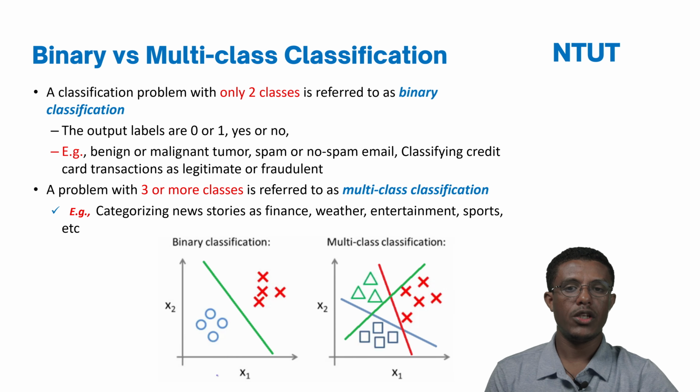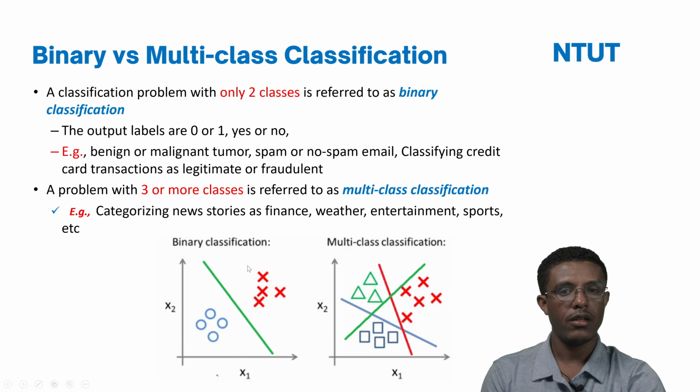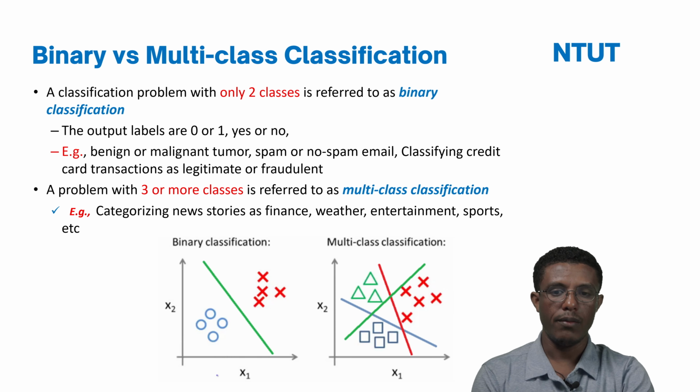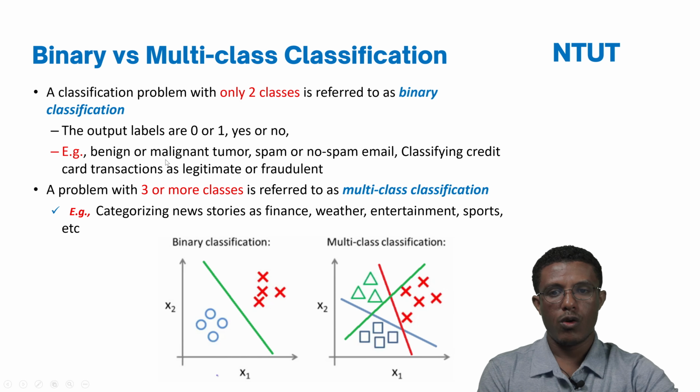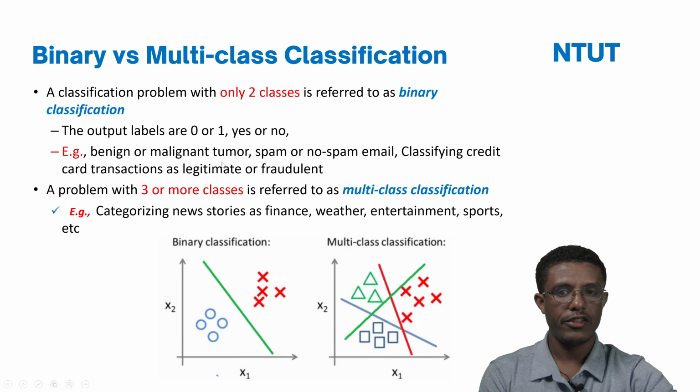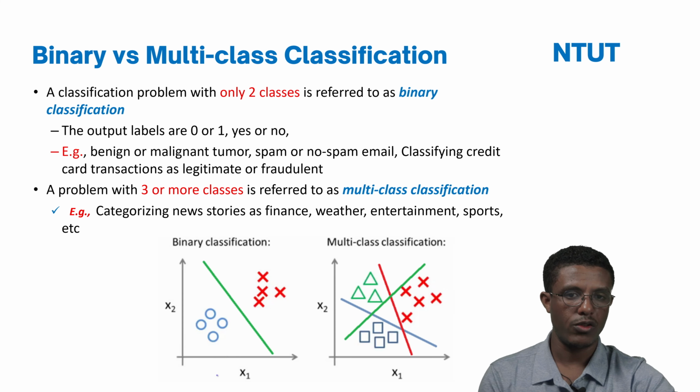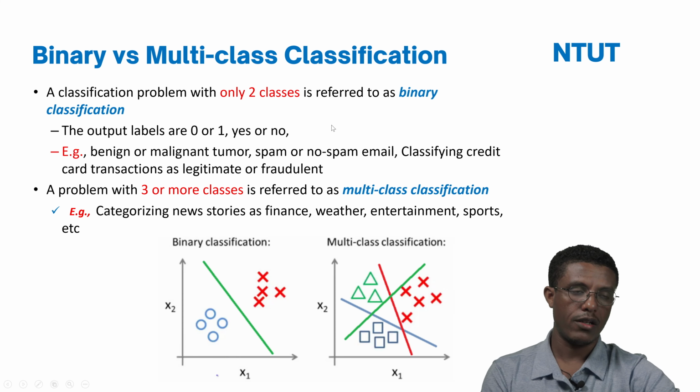So in our data, if the class is either 0 or 1, or either yes or no, we can say that it is a binary classification. Examples include benign or malignant tumor, spam or no spam email, or classifying a credit card transaction as legitimate or fraudulent. These are types of binary classification because the category is only 2.